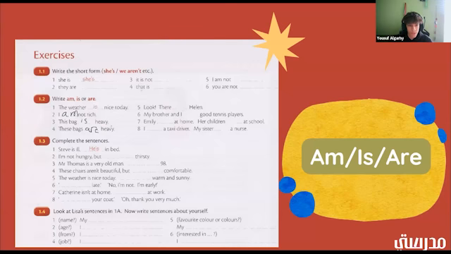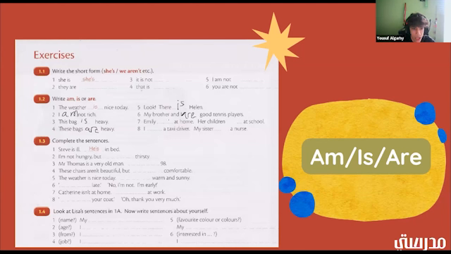Good. Okay. Number 5. Look, there, blank Helen. This one would be there is Helen. All right, good. Number 6. My brother and I, blank good tennis players. Yep, that one would be are.